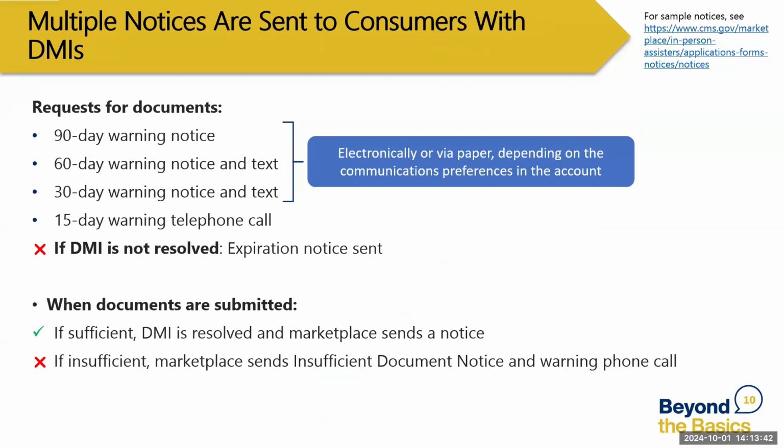And in addition to these notices that people get on screen and in their eligibility determination notice, people will also get warning notices 90 days out from when they have to provide or resolve the data matching issue, 60 days, 30 days, 15 days. And they will get phone calls too. They'll get outbound calls in an attempt to try to resolve the issue before an individual is determined to have not successfully resolved the data matching issue.